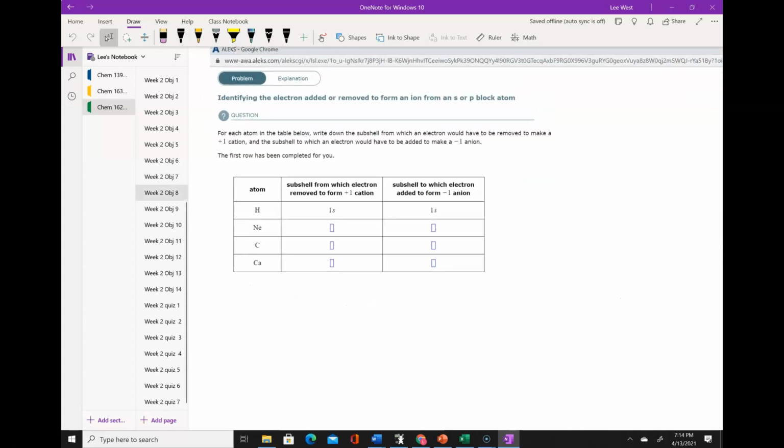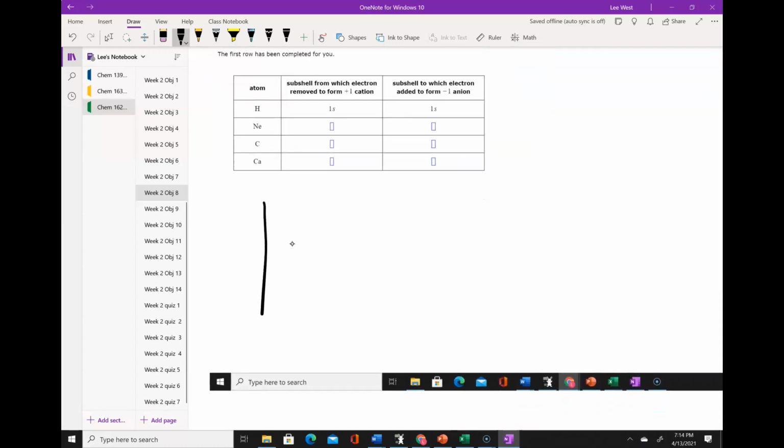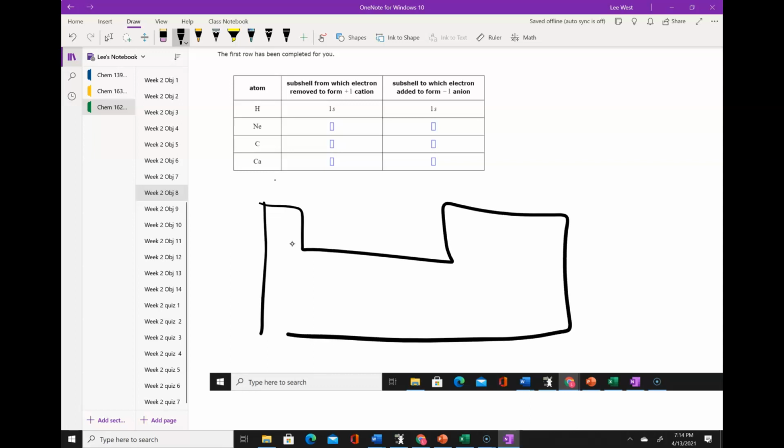All right, let's have a look at this one. Identifying the electron added or removed to form an ion from an s or p block atom. So that's just saying a representative, or sometimes it's called a main group element. So this is the s block, and this is the p block, right?